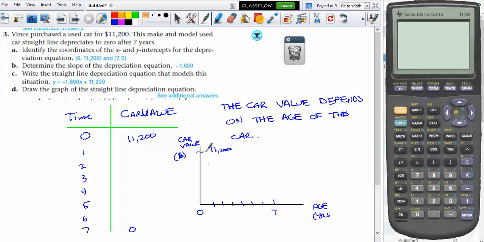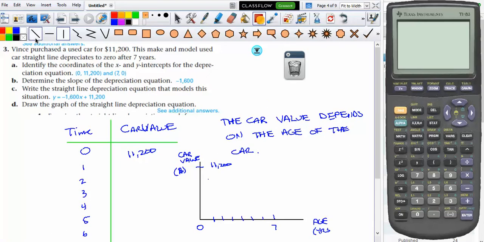And then that's going to depreciate, what they call straight line depreciation. That's going to occur from this point down to this point. So every year that the car ages, the amount of value that the car has will be less.